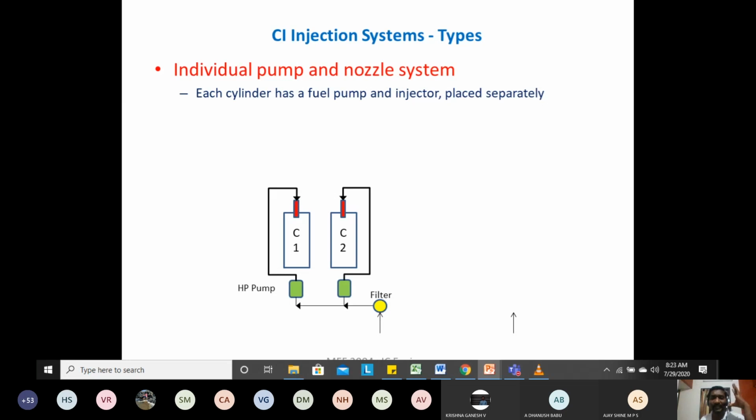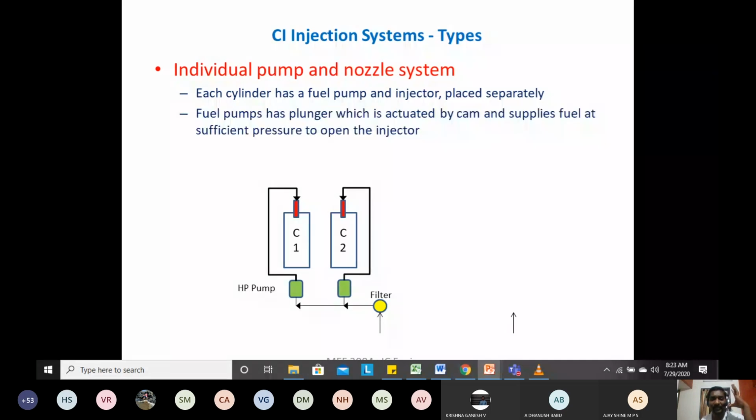And this high pressure pump or fuel injection pump is actuated by a plunger, right? In the previous diagram, I showed you the plunger. That plunger is activated by a cam follower arrangement, and this supplies the fuel at sufficient pressure to open the injector. The injector will not open very easily. Only when you supply fuel at very high pressure will the injector open, and thereby spray the fuel in the engine cylinder.